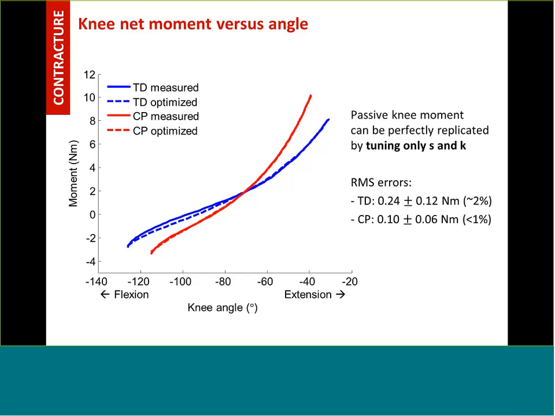And this is true not only for the averages, but for each individual subject, as you can see from the RMS errors, which were really small and in the order of 1 to 2%. Especially for the children with CP who had a steeper curve, we were able to fit the curve really well by tuning only the fiber stiffness parameters.